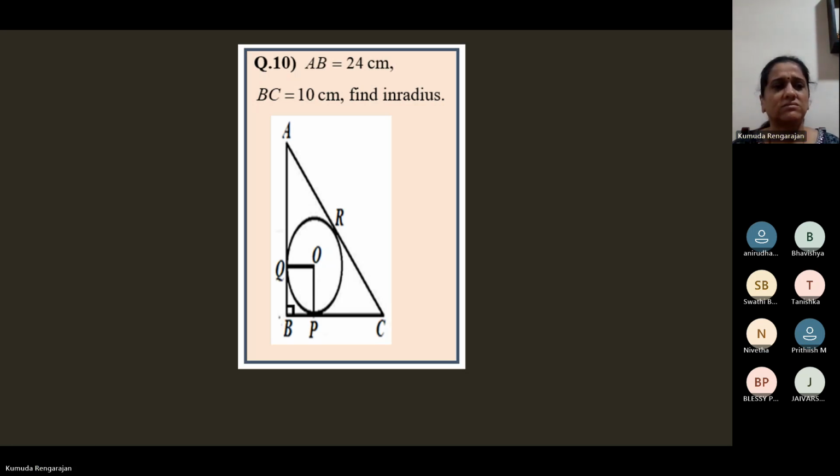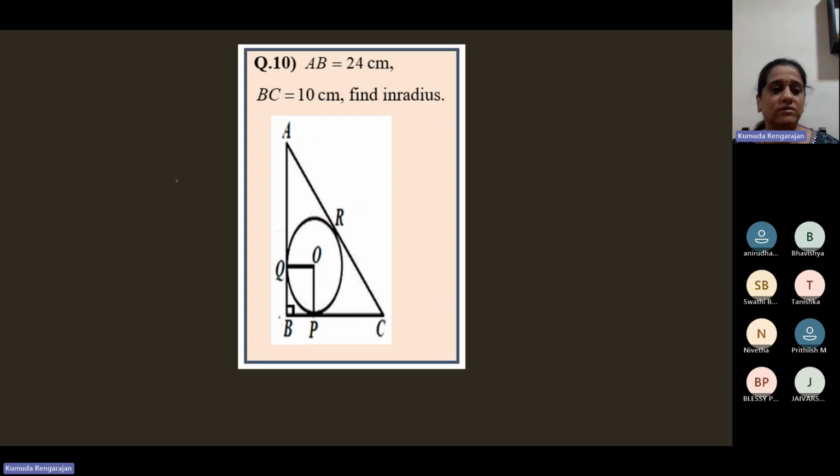Similar problem, right triangle, a circle. AB, BC given, so you can find AC, and you'll have to find the inradius. Many approaches are possible now. If it is for 3 marks, you'll have to derive that formula and then use it.